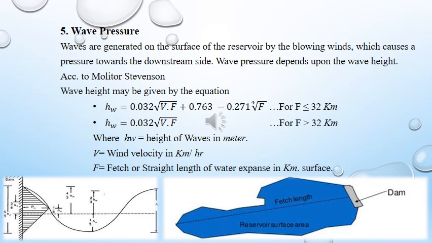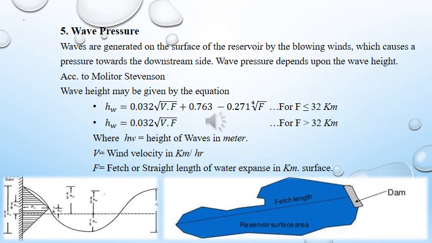The next force on a gravity dam is the force due to waves. When wind blows over the reservoir area, it causes a drag on the surface. The effect of the drag is to pull the top surface along the direction of the wind, and thus ripples and waves are formed. So waves are generated on the surface of the reservoir by the blowing winds, which exert extra pressure towards the downstream side.